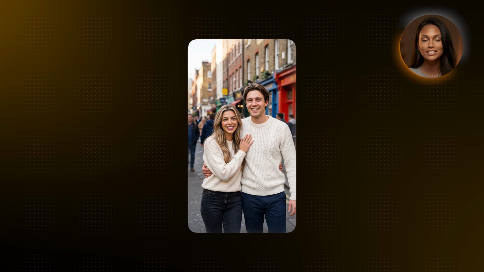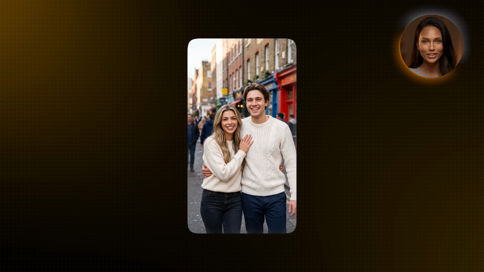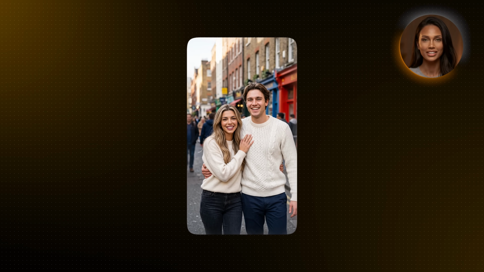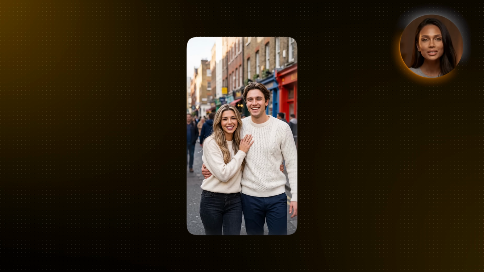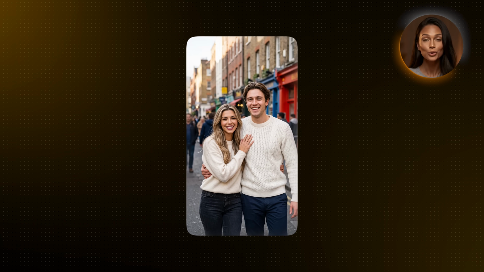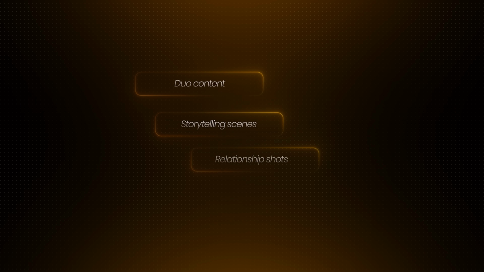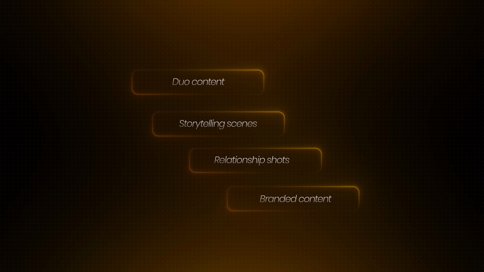The reason this feature is a big deal is because holding two characters consistent in the same frame is one of the hardest things to do with AI image generation. Normally, one character bleeds into the other, or the faces morph halfway through. Higgsfield handles both references cleanly, which means you can create things like duo content, storytelling scenes, relationship shots, or even branded content with a recurring cast. That's the kind of thing that used to require hiring actual models and a photographer, and now you're doing it from your laptop in a few minutes.